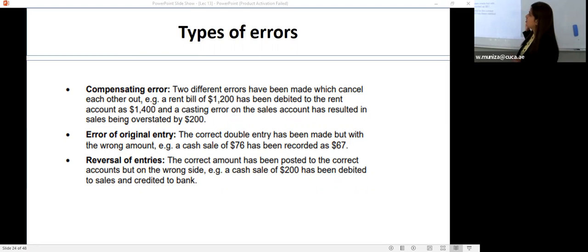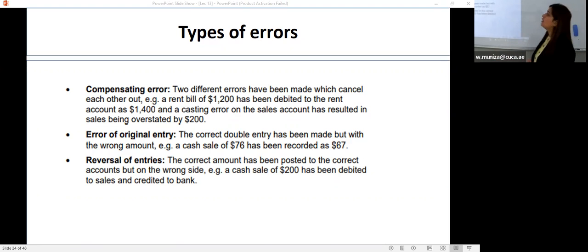And a casting error on the sales account has resulted in sales being overstated by $200. So these are going to cancel each other. Students, understated means kam likhna. When we are decreasing the amount, we are understating it. Overstating means we are increasing the amount, okay?